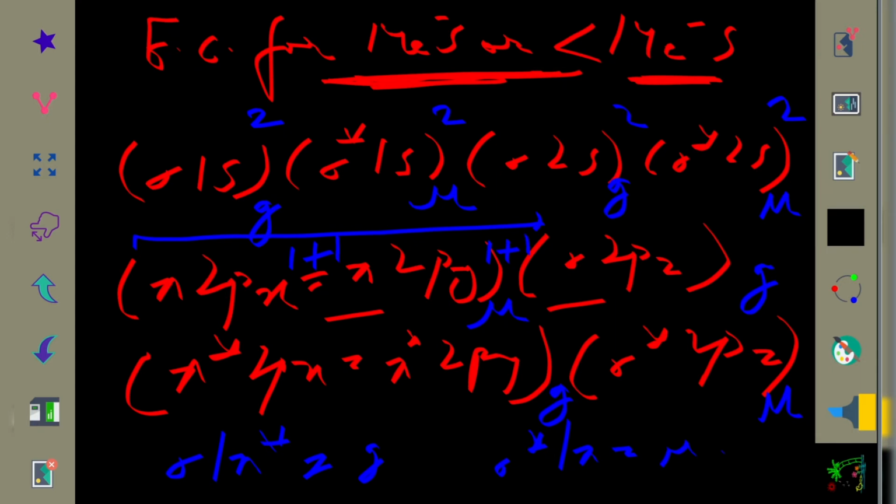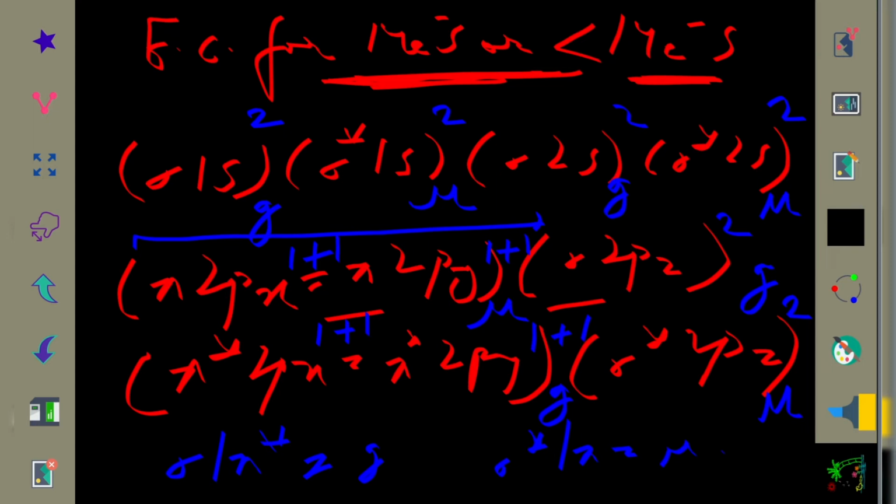Then sigma 2pz2, again pi star 2px, pi star 2py, and then 1 electron we will add, and then sigma star 2pz2. Okay, so overall we have total filling of electrons, 18 electrons can be filled like that.